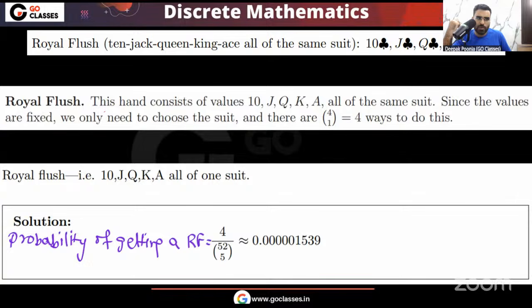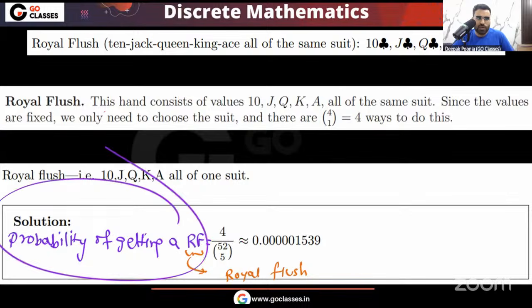I hope it is clear. What is RF? RF means royal flush. So remember, the probability, the chances or the odds of getting a royal flush is 4 out of 52c5. Why 52c5? Because this is the total number of 5 card hands. So 4, the total number of royal flushes, divided by the total number of 5 card hands, will be the probability of getting a royal flush.